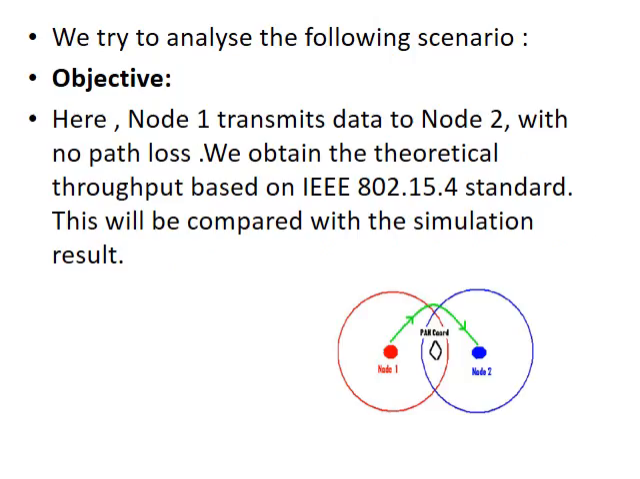Now, let's get into our experiment. First, what is the objective of our assignment? Basically, we have two nodes here, node 1 and node 2. Node 1 transmits data to node 2 with no path loss. We obtain the theoretical throughput based on the IEEE 802.15.4 standard, and this will be compared with the simulation result which we run using NetSim.